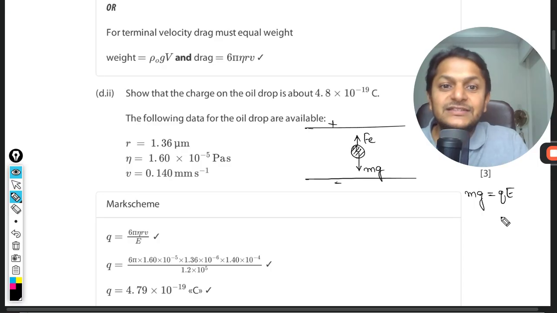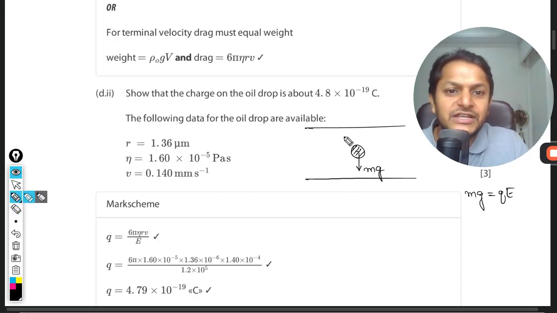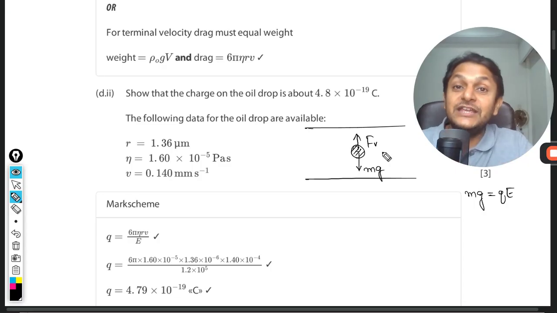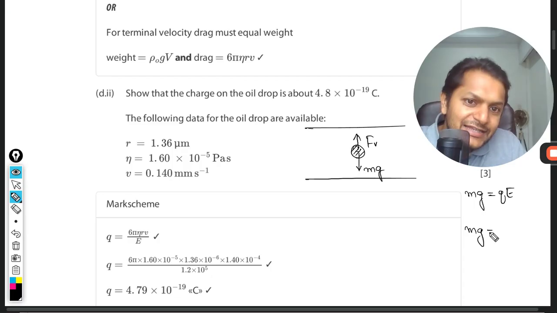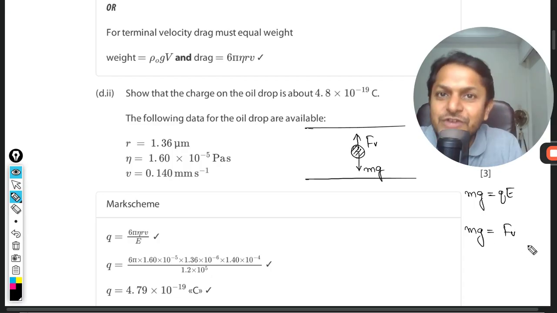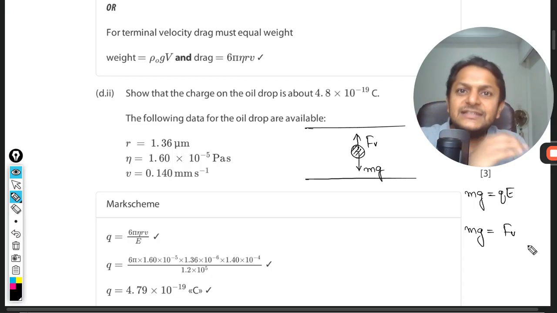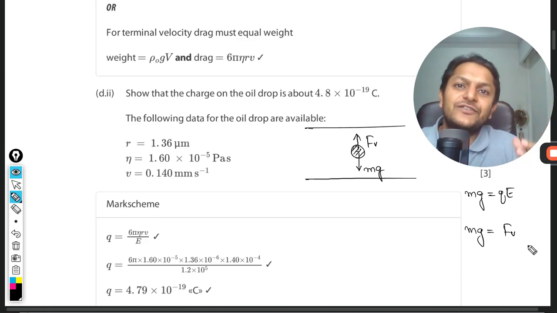Now, in the second case, they are saying that the electric field is not working anymore, but the drop attains a constant velocity. So at that time, the upward force becomes the viscous force, and they are equal to each other. So from the second case, I can say that mg is equal to the viscous force, F_v. So that is the second situation when the electric field is not working.